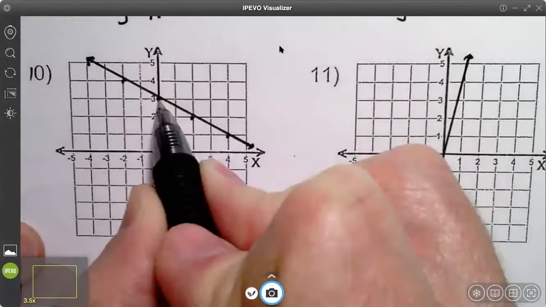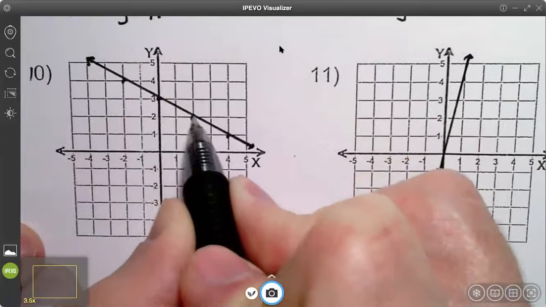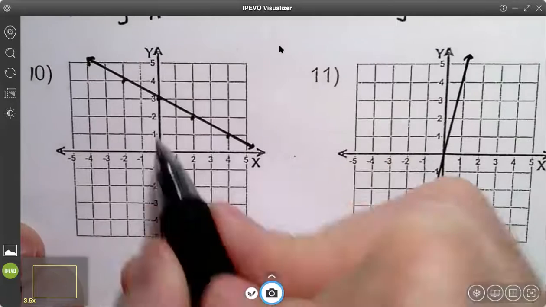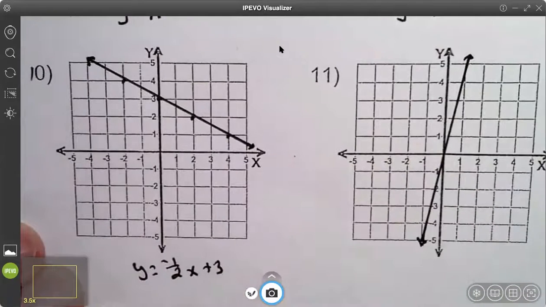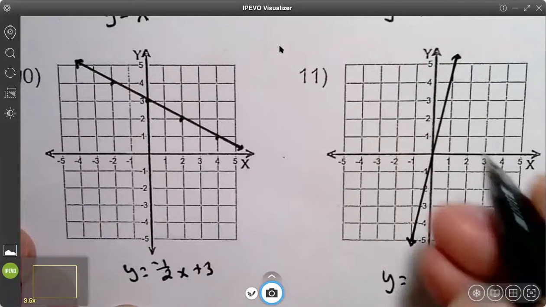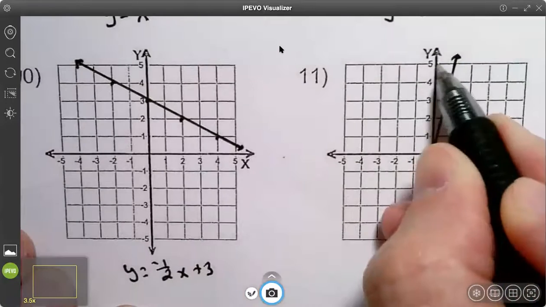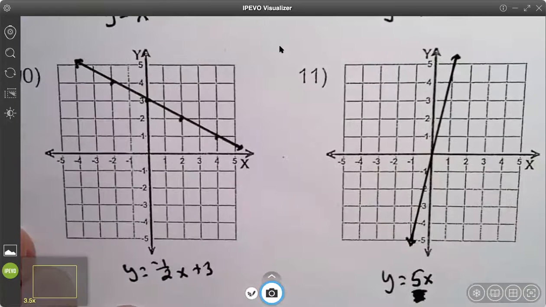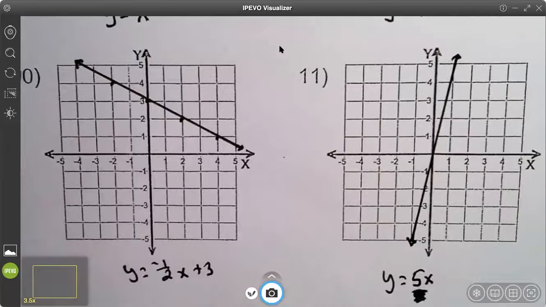Number 10 has a slope of -1/2, and your y-intercept is +3. Try number 11. Number 11 has a slope of rise 5, run 1. So your slope is 5, a steep slope because your numerator is so much bigger than the denominator. And your y-intercept is 0, so we don't have to write it. Y equals 5x is your answer.